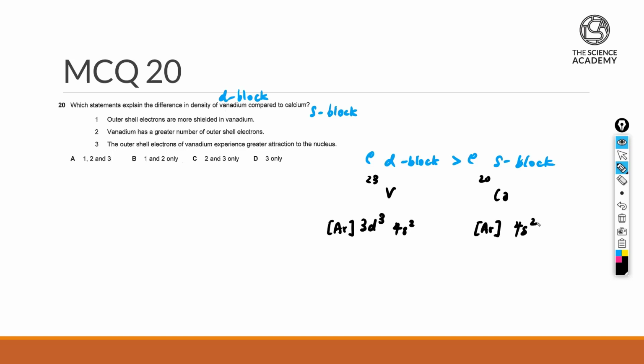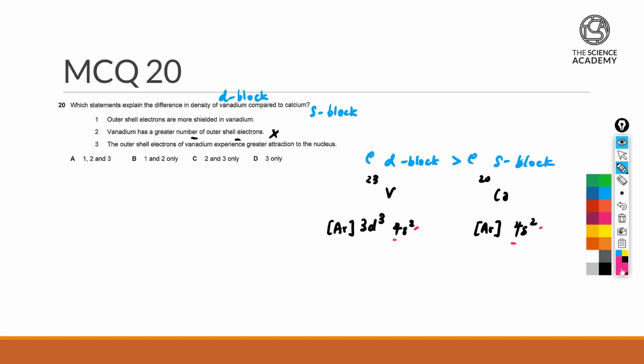So I will have to disagree with option 2, which says that vanadium has a greater number of outer shell electrons than calcium, because for both of them the biggest principal quantum shell is 4, and the valence electrons there are actually 2. They all have the same number of valence shell electrons.